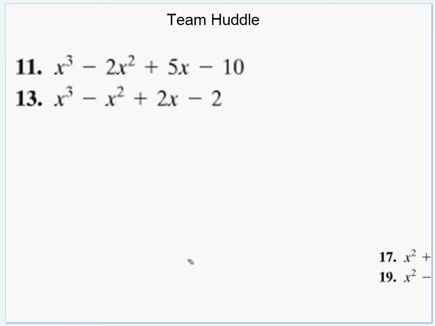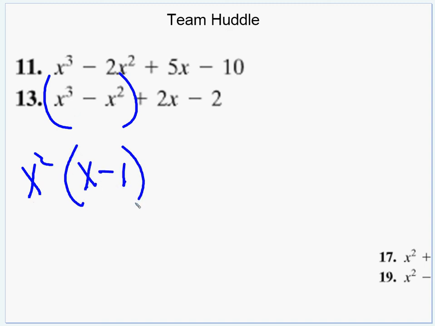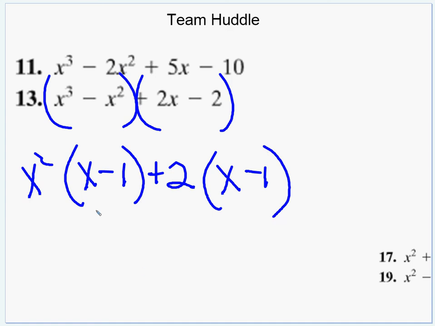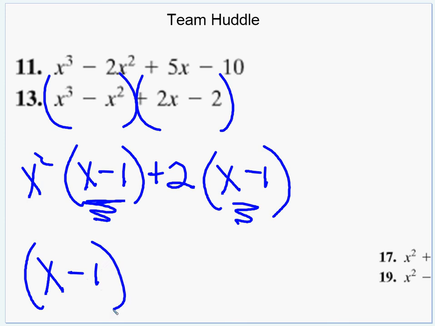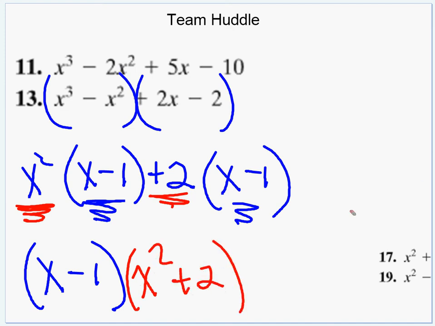13 is also factor by groups. First two here, we can pull out an x squared, and that'll leave there an x minus 1. These here, we can also factor out a 2, leaving x minus 1. So the common term x minus 1 can be factored out, leaving us with this term x squared plus 2. X squared plus 2. All right.